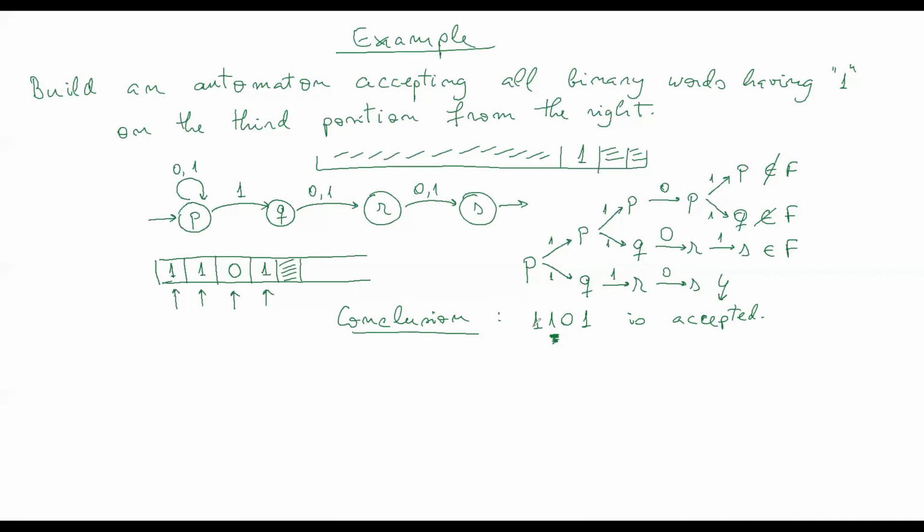So this is the diversity of computations you might have in non-deterministic automata. Some of them rejecting, some of them accepting, and to accept the word, it's enough to have at least one. Even a single accepting computation is enough to declare this word accepted.